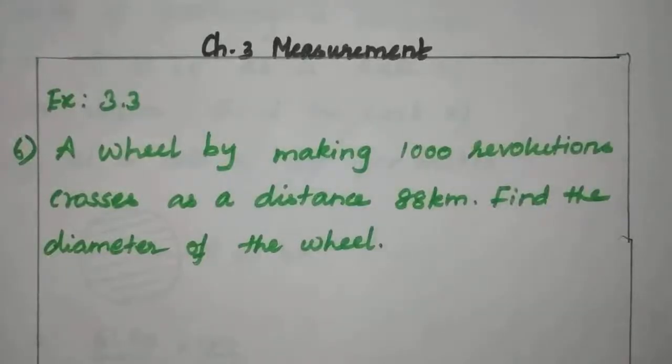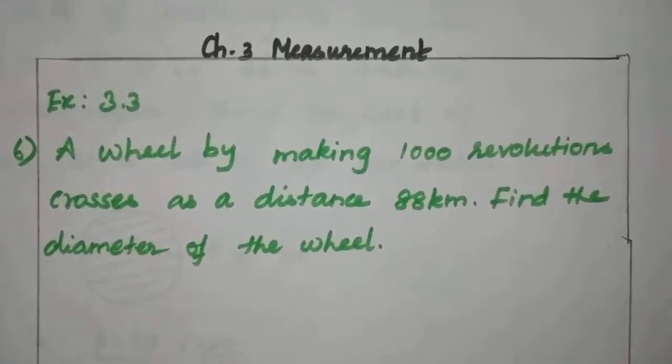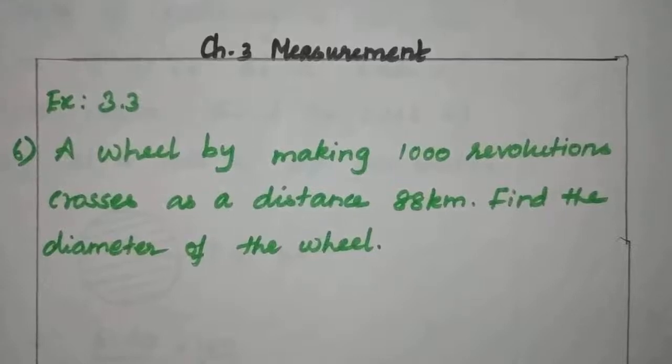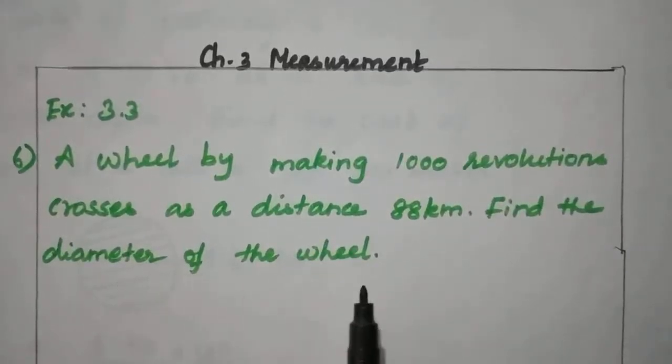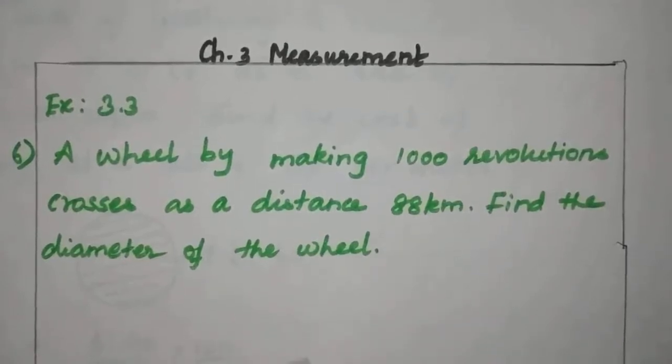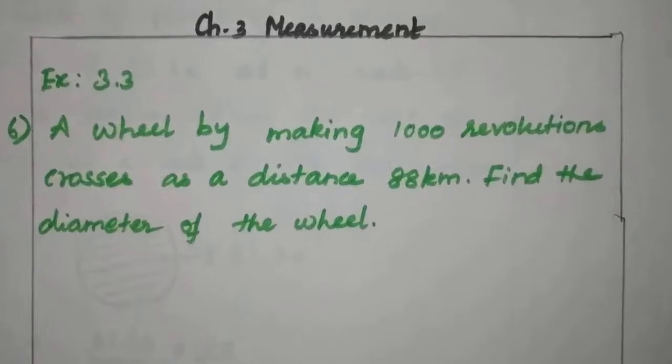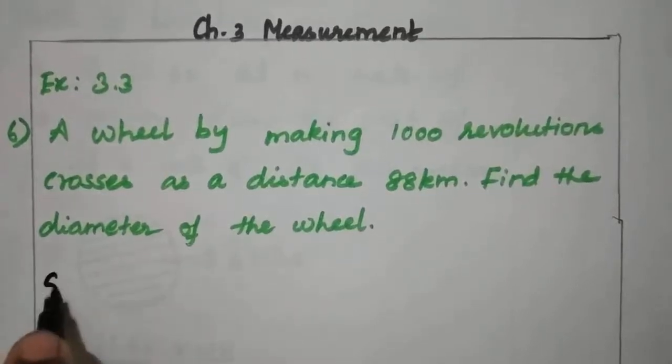In the previous class, we have learned area and perimeter in the measurement chapter. In today's class, we are going to solve problems based on that. Exercise 3.3, sixth question. A wheel by making 1000 revolutions crosses a distance of 88 km. Find the diameter of the wheel. How do we solve this one?